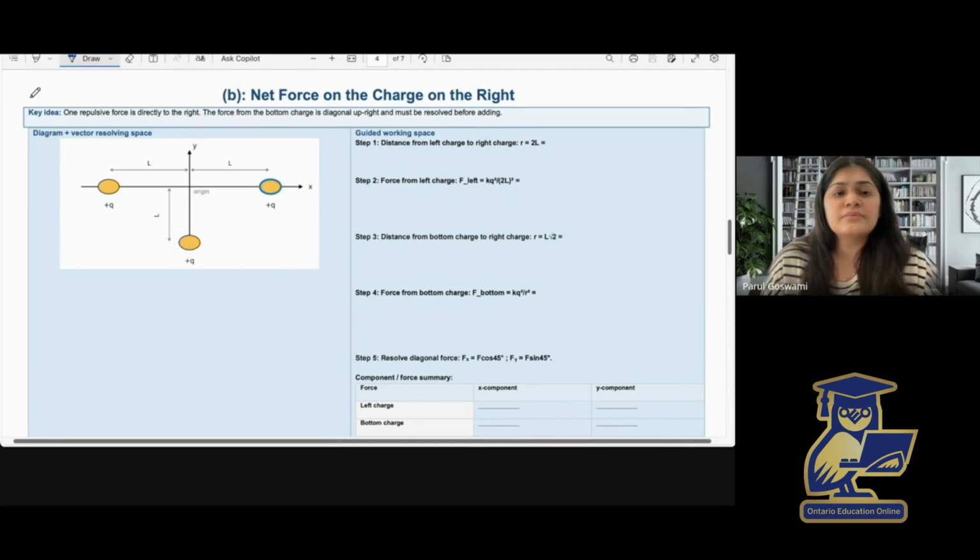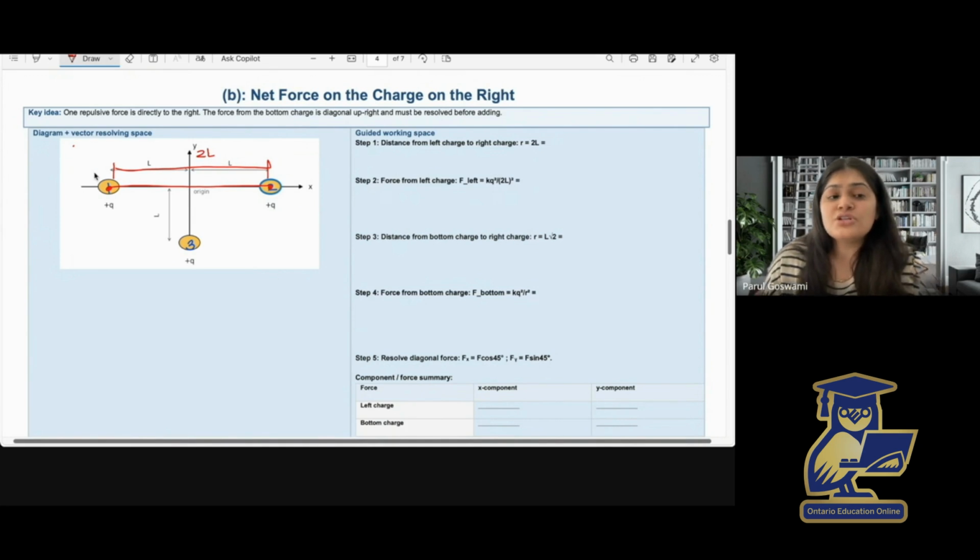Now let's do part B, in which we are required to determine the net force on the charge on the right. So this is charge 1, this is charge 2, this is charge 3. In this case, we are required to determine the net force on charge 2 due to charge 1 and charge 3. So let's begin with drawing the force vector that charge 2 is going to experience from charge 1. Before that, I will join these two charges to know the distance between them. As you can see, the distance would be twice L. So 2L is the distance between these two charges.